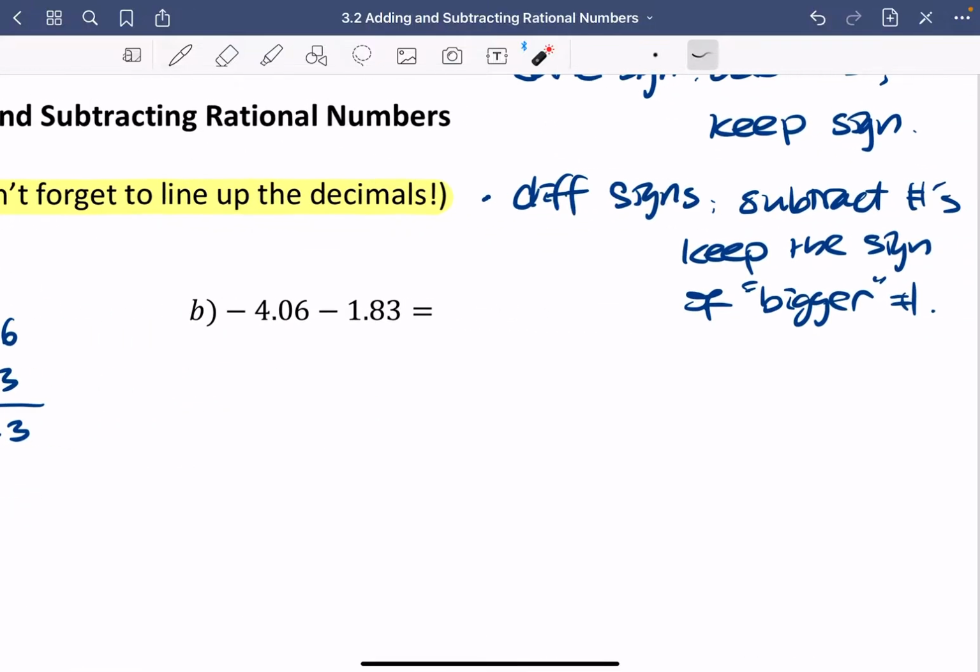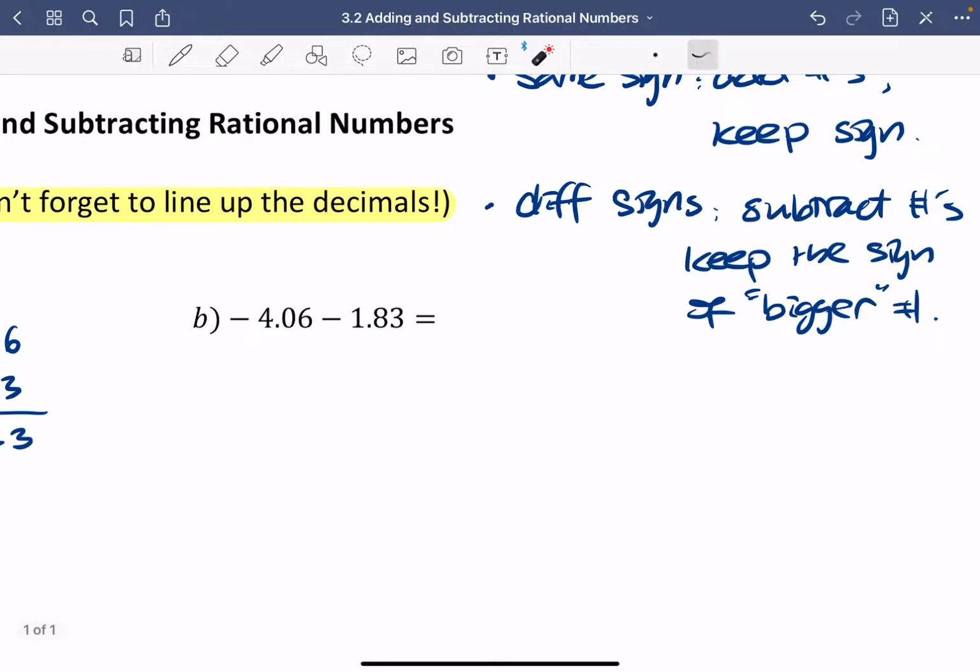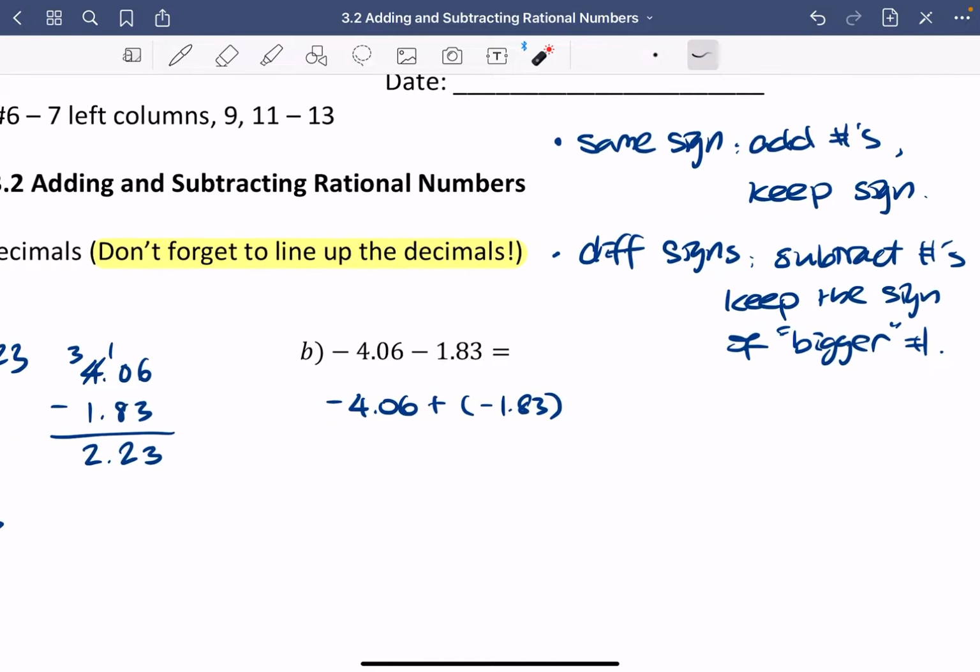Okay, and the next example, negative 4.06 minus 1.83. Okay, so again, we can use the integers review knowledge that because you're subtracting, if you don't know how to do this, we can always change them to adding the opposite. So it's negative 4.06 plus negative 1.83. And so these two numbers, they are both negative, so they have the same sign. So we're going to add the numbers and keep the sign.